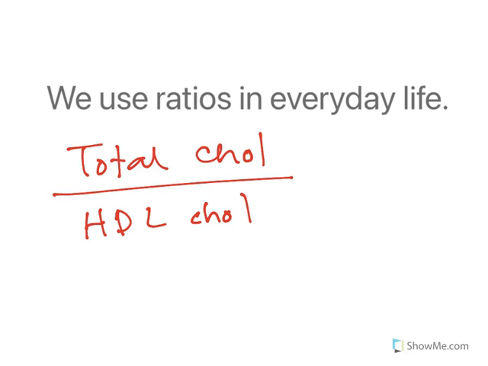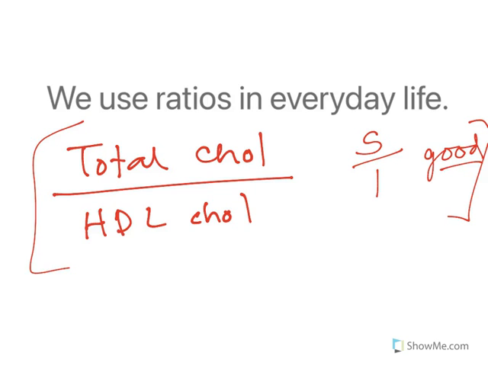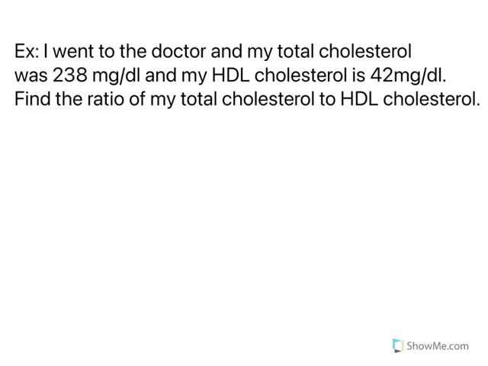So I just want to say that when we're talking about this, if we have a ratio of 5 to 1, this is considered good. Okay, just for reference, this is just one ratio that they use in the health world, and we're going to deal with this in our first example. So I went to the doctor, and my total cholesterol was 238 milligrams per deciliter, and my HDL cholesterol is 42 milligrams per deciliter. Find the ratio of my total cholesterol to my HDL cholesterol.